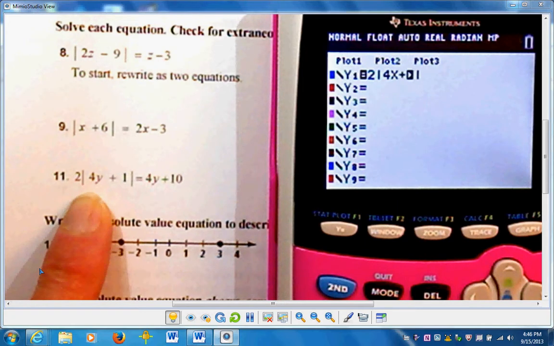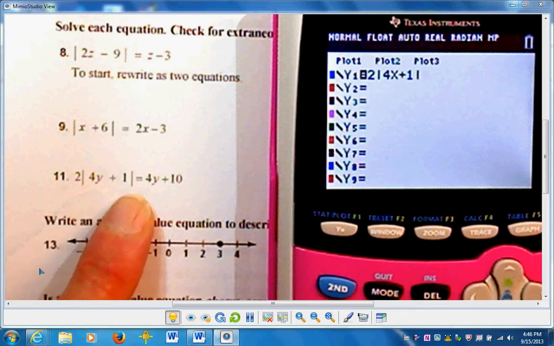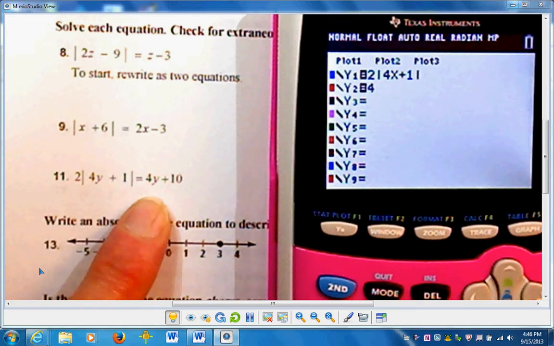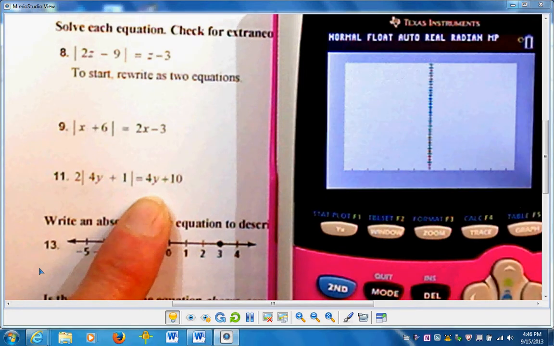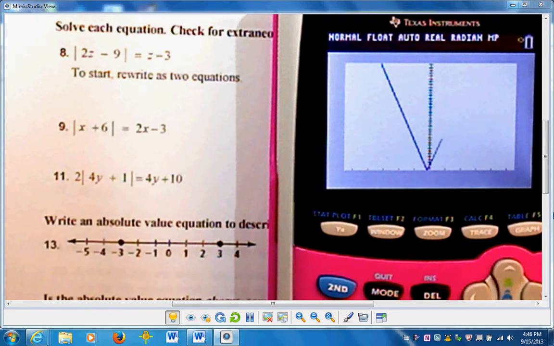4x plus 1. Okay, so that looks just like it does on the left. And I'm going to go down to y2, and I'm going to put in 4x plus 10. And I'm going to go ahead and graph. So that's my first function, my absolute value.